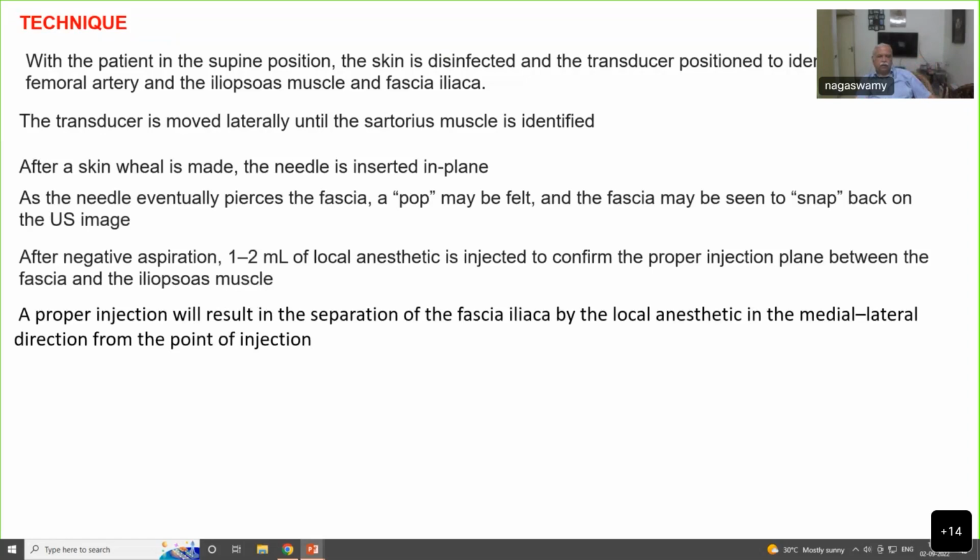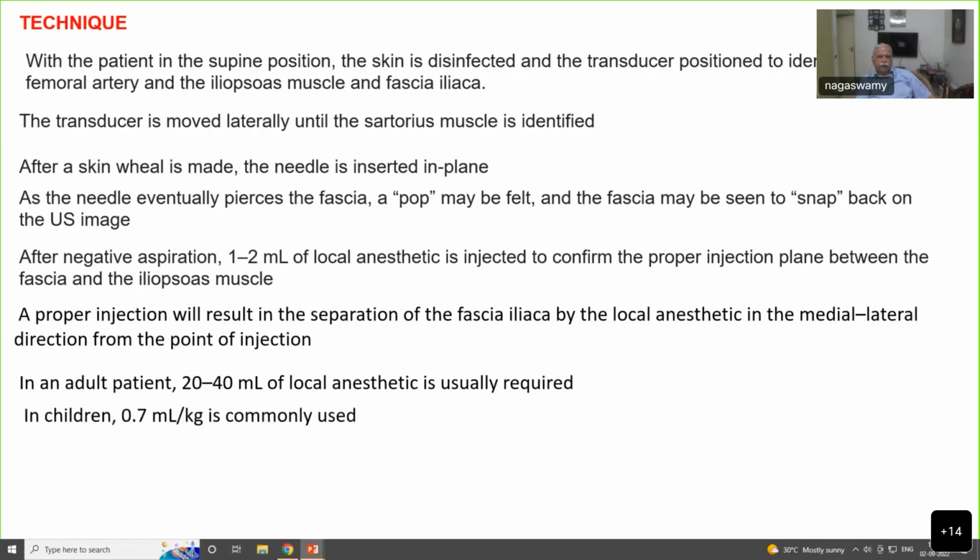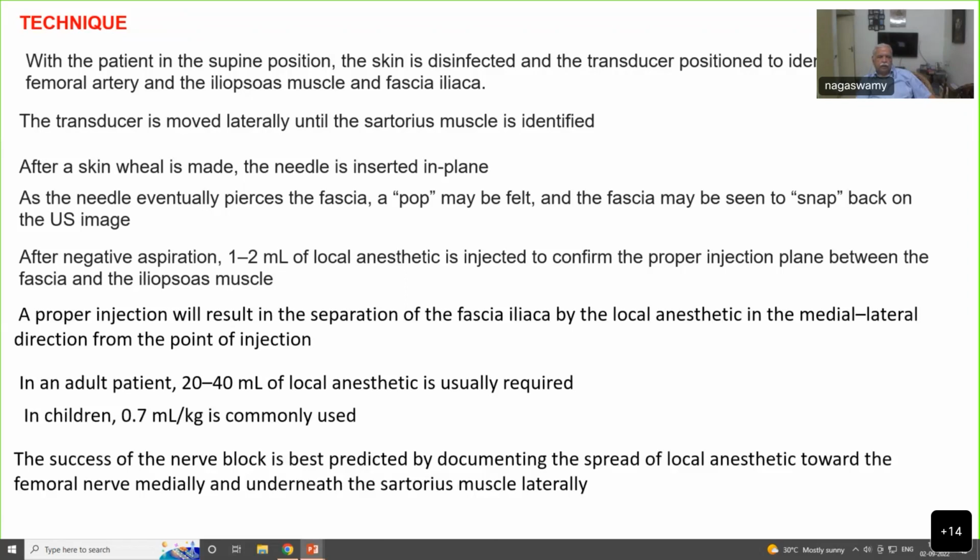After negative aspiration, inject 1 to 2 ml to see whether it is spreading correctly in that plane. And proper injection will result in the separation of the fascia from medial to lateral direction. In adults, 20 to 40 ml is required. In children, 0.7 ml per kg is commonly used. The success of the block is predicted by documentation of the spread of local anesthetic towards the femoral nerve medially and underneath the sartorius muscle laterally. So that is the way it should spread.